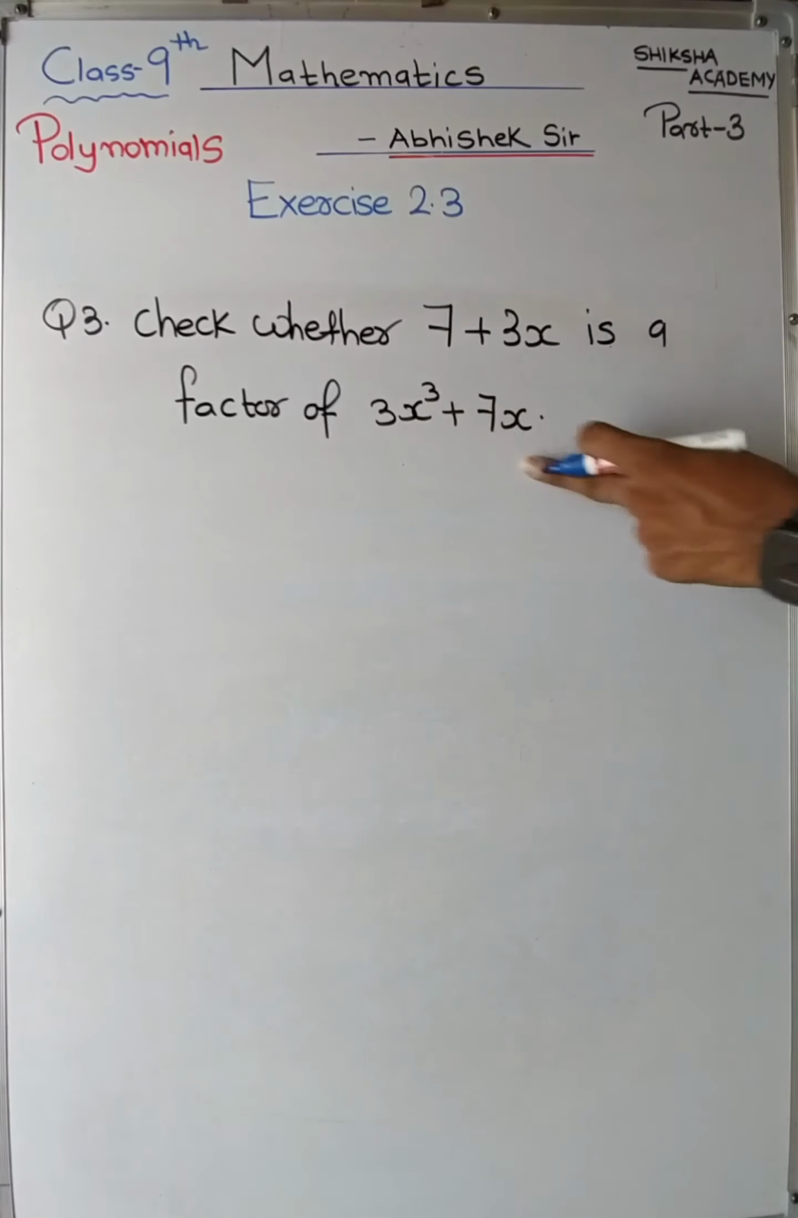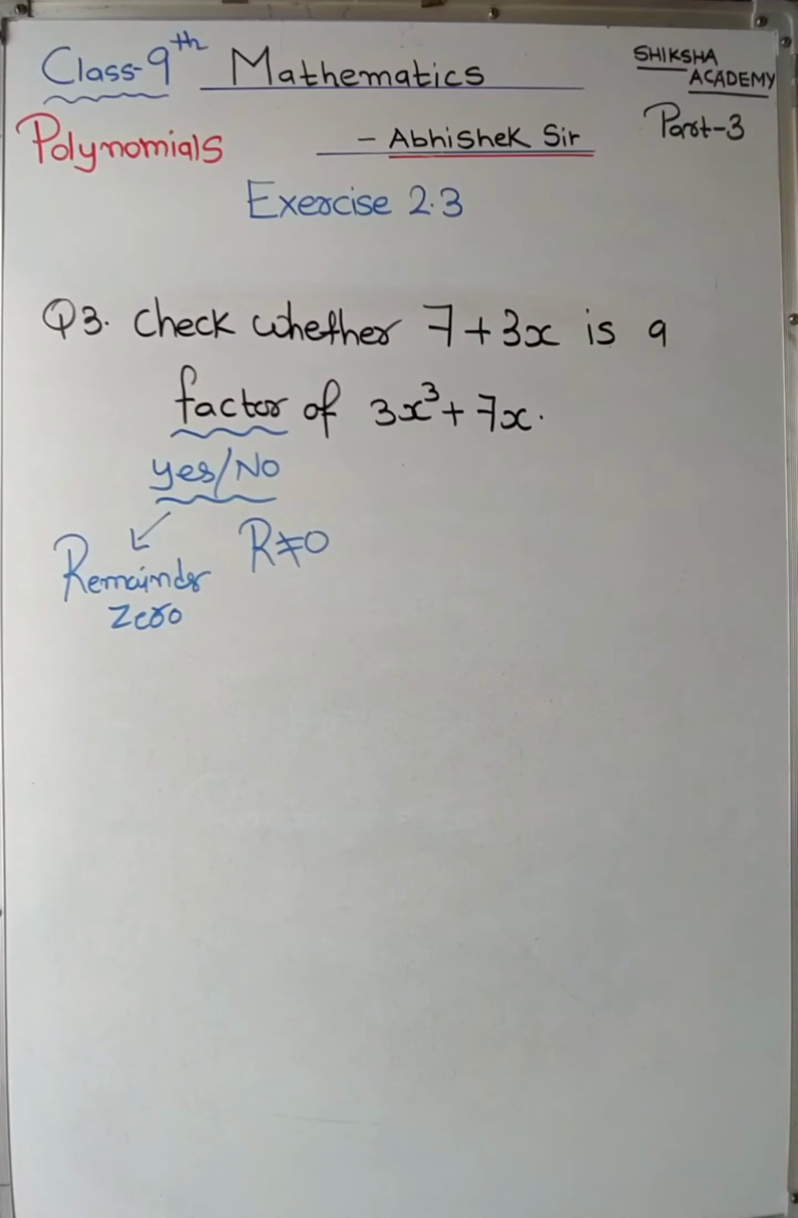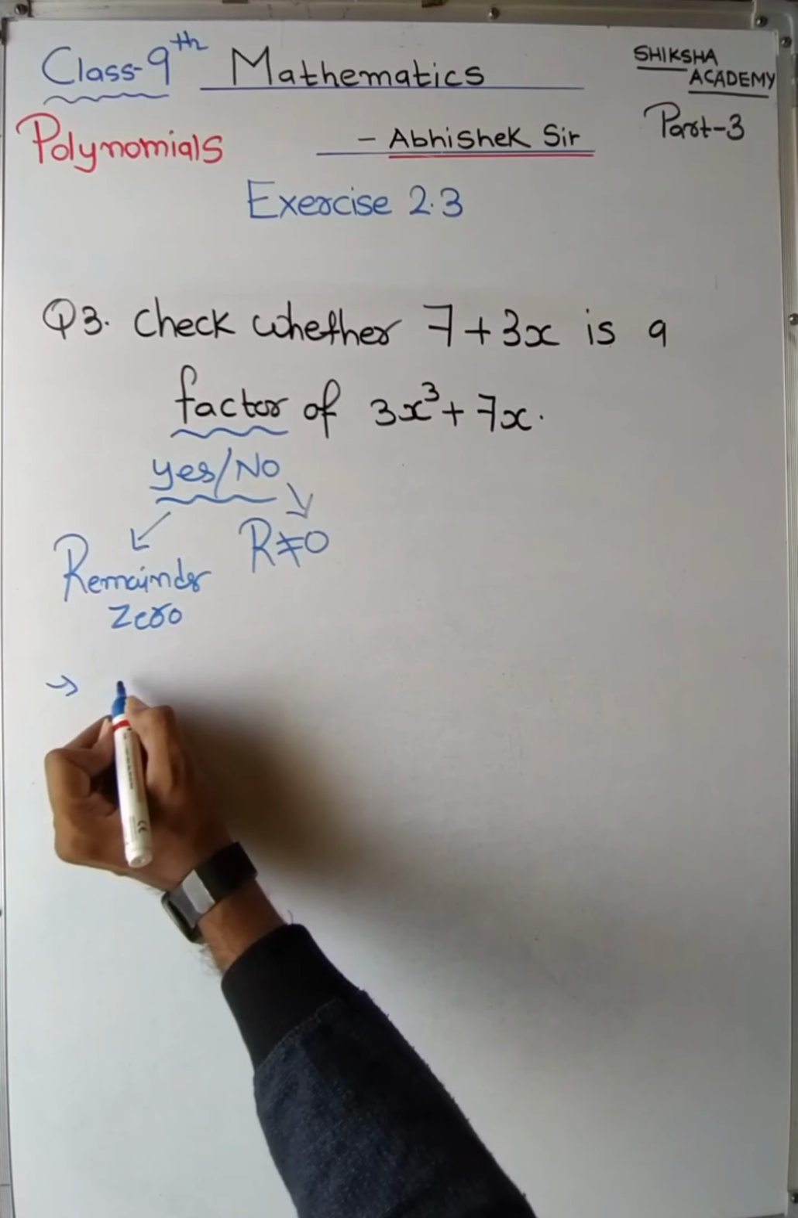So if we want to find out whether it is a factor, our answer will be yes or no. If we divide this polynomial by this, and the remainder is 0, then only we can say that it is a factor. So if the remainder is 0, then yes. If the remainder is not 0, then no. Clear?